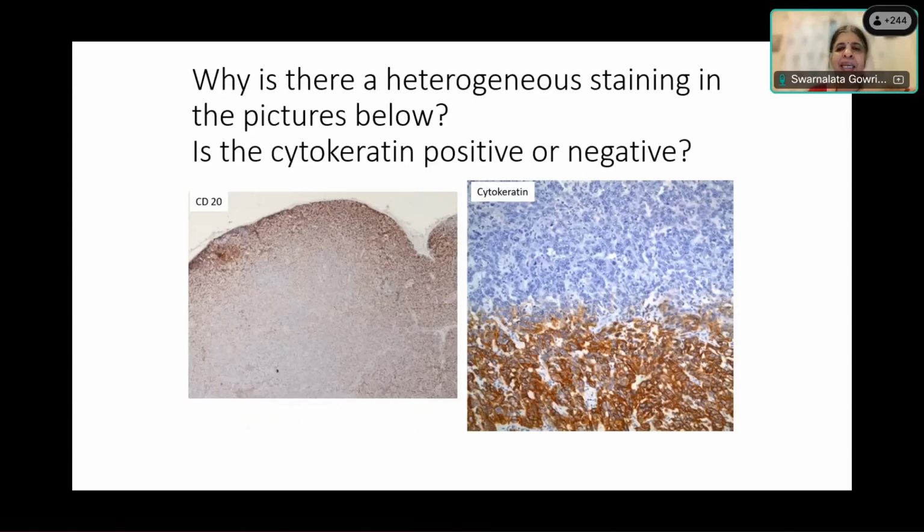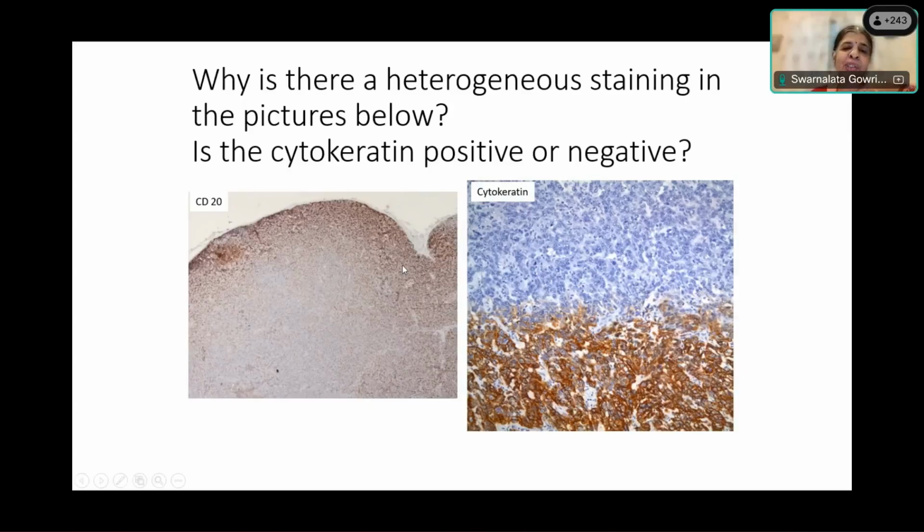Okay, this is something I told you. So if you've listened, I think you should be able to identify why there is heterogeneous staining in the picture below. What do you think is the defect, Ria? Ma'am, it could be due to drying edge effect. Drying edge effect, very good.